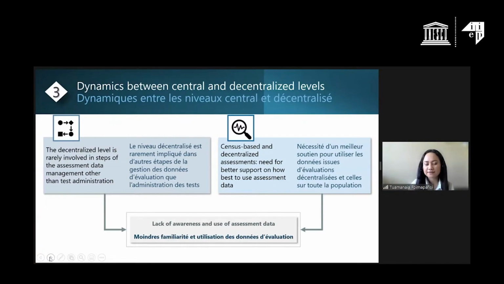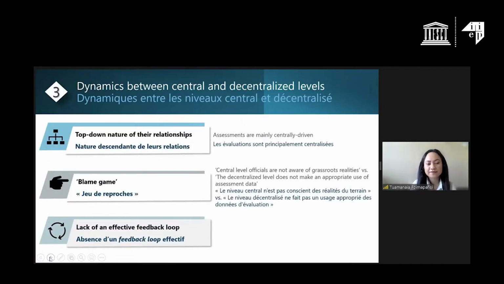All this finally leads to a lack of awareness and use of assessment data. For instance, in Guinea, the decentralized players had a problem making a difference between national assessments and national exams. So when they were asked questions about the assessment of learning data, they often referred to exams since they were more familiar with exams. And this naturally leads to the fact that the assessment data are not widely used at the decentralized level. This is part of a more global situation.